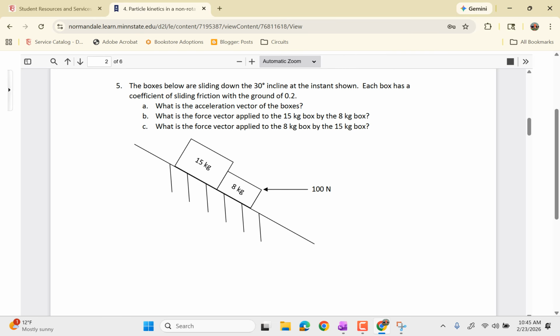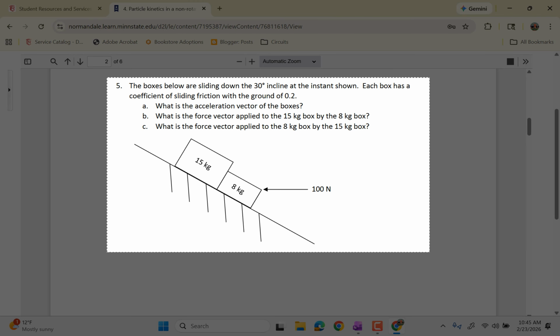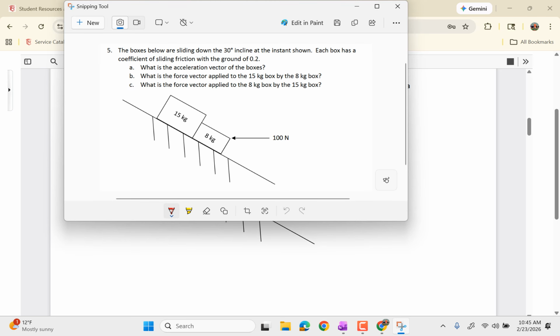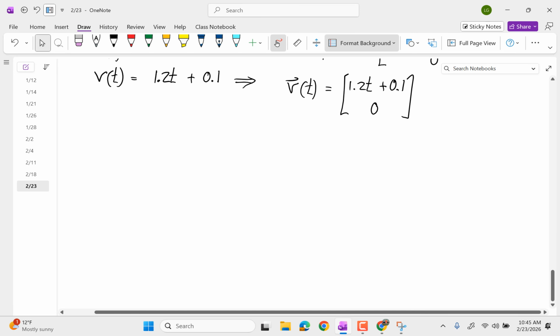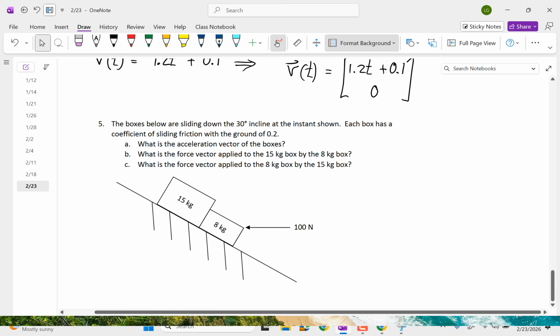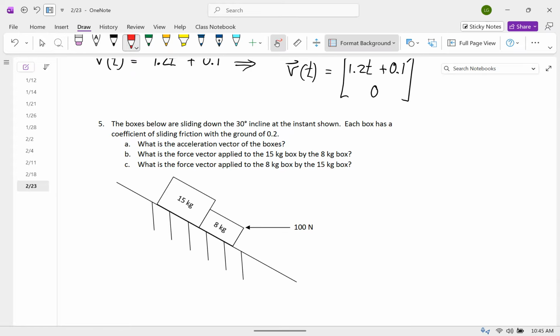Okay, so this one I made you do something talking about friction. I'm not really planning to talk about friction in this class, so you would have to use your friction information from Physics 1. So we are going to use a coordinate system like this.